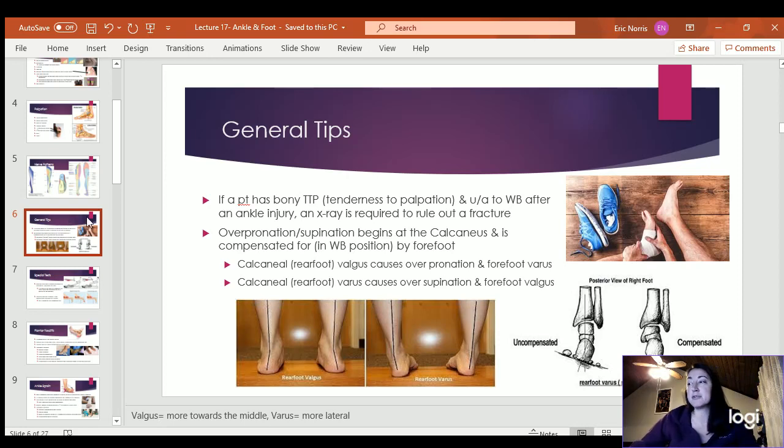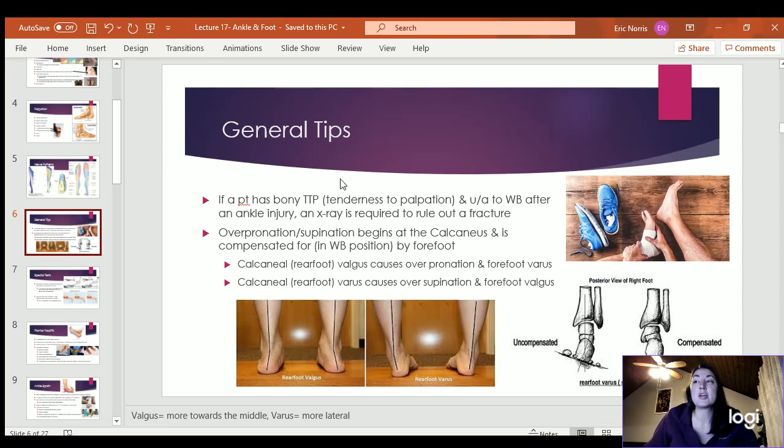General tips for foot and ankle patients. If a patient has bony tenderness to palpation and they cannot weight bear on a side after an injury, then they really should have an x-ray done just to make sure there's not a fracture there. So overpronation, okay.